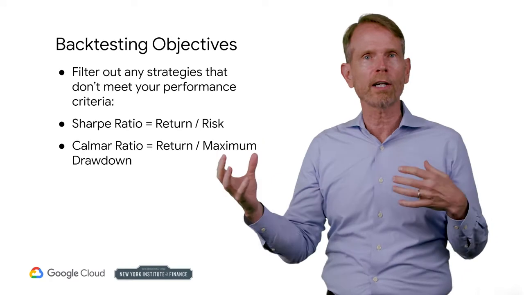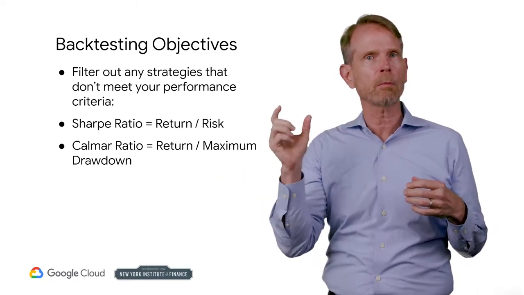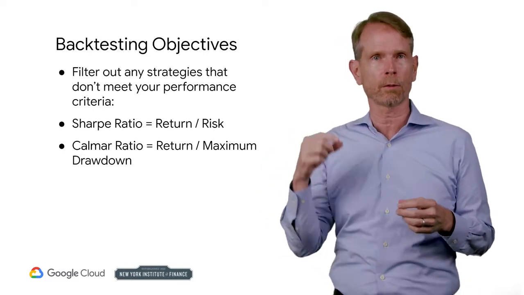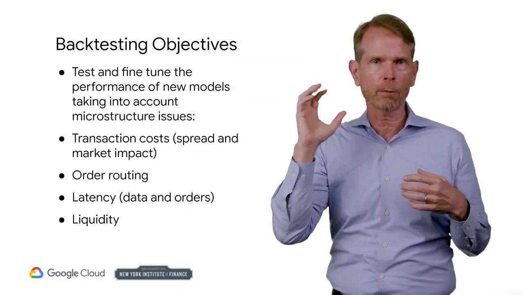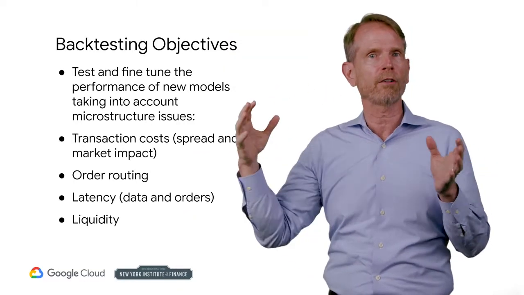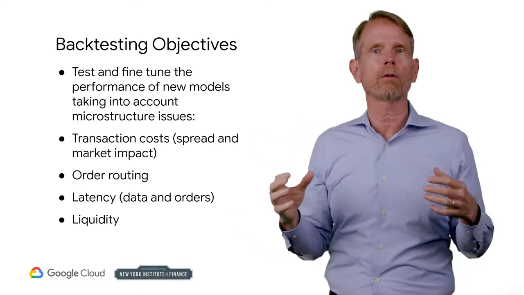You can use Sharpe ratios and Calmar ratios to rank your strategies, but keep in mind that risk and drawdown may be higher when you move to a live trading strategy. Backtesting also allows you to test your model and fine-tune without risking trading capital. It helps you to identify microstructure issues early on, such as transaction costs, liquidity, and latency in data and order execution.